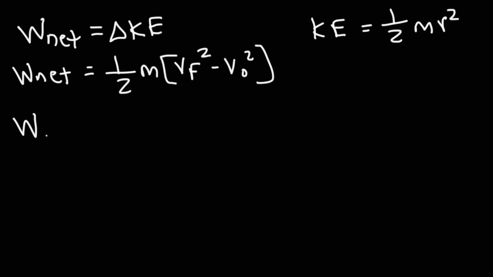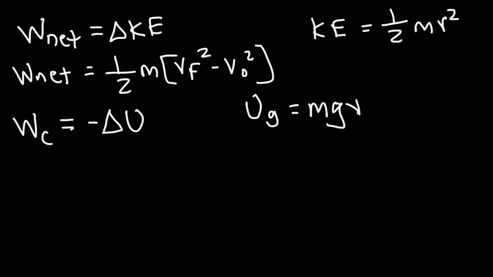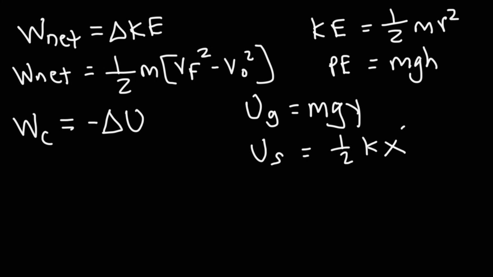Now, the work done by conservative forces like gravity, the electric force, or the restoring force of a spring, is equal to the negative of the change in the potential energy of the object. Gravitational potential energy is equal to m g y. You can also write it this way, m g h as well. You can get the same result using both formulas. The elastic potential energy stored in a spring is 1/2 k x squared.